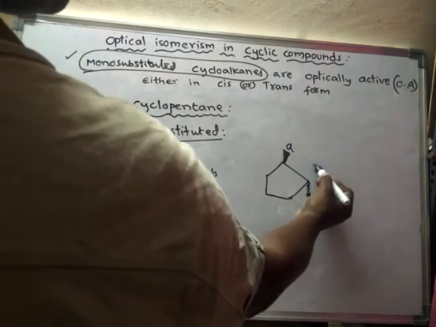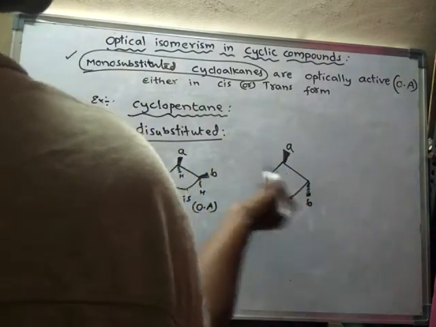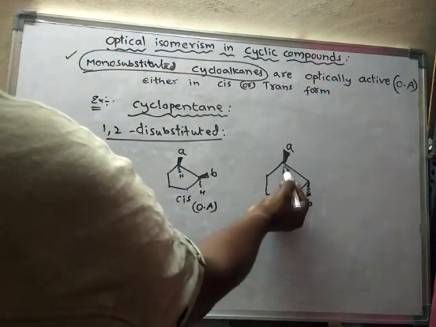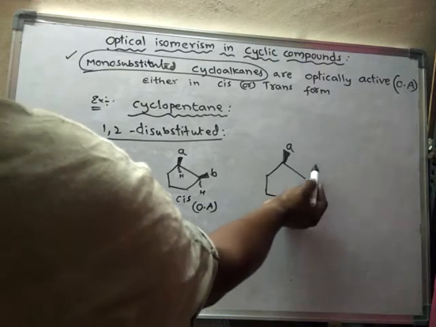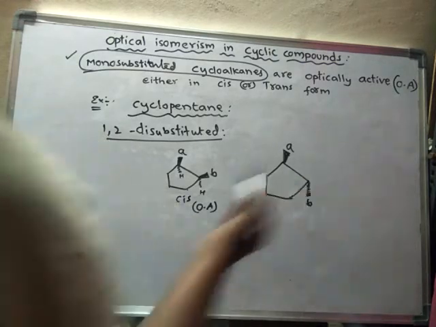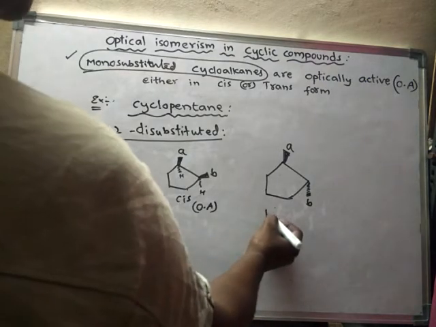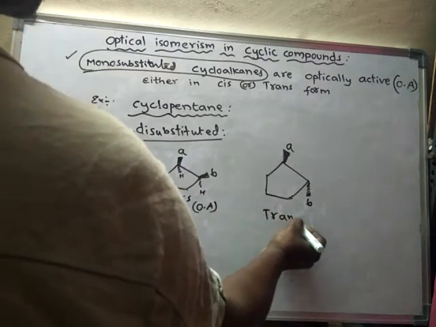So hydrogen will be above the plane and here hydrogen will be below the plane. So that means here there should be hydrogen below the plane and there should be hydrogen above the plane. These two hydrogens are in trans position. Hence it is a trans form of the 1,2 disubstituted cyclopentane.